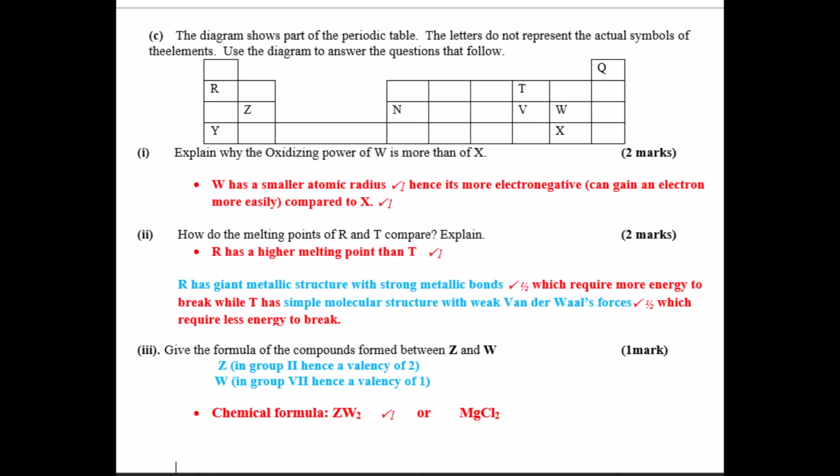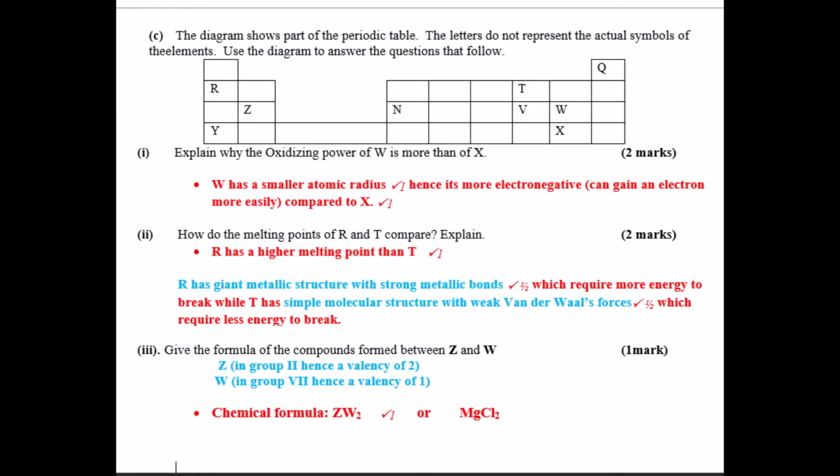With part 2, how the melting points of R and T compare. Anytime you are asked about physical properties like the melting point, you go directly to the type of structure and bonding. R is a metal, while T is a non-metal. At the back of your head, you should know R is lithium, while T is oxygen. So the first thing you state is that R has a higher melting point than T. The reason being, R has a giant metallic structure with very strong metallic bonds that require a lot of heat to break, while T is molecular, and molecular substances have weak van der Waals forces between them, which require less energy to break.